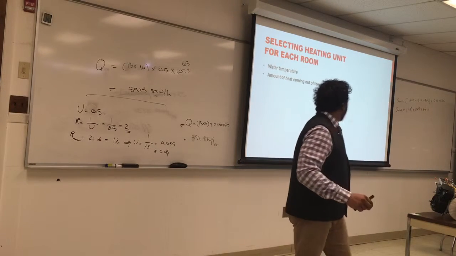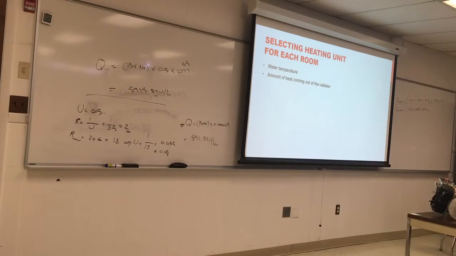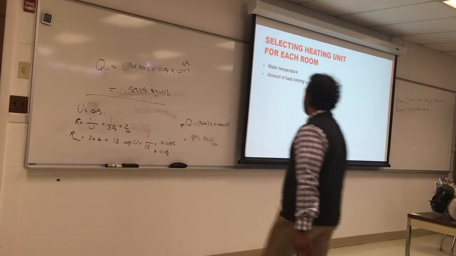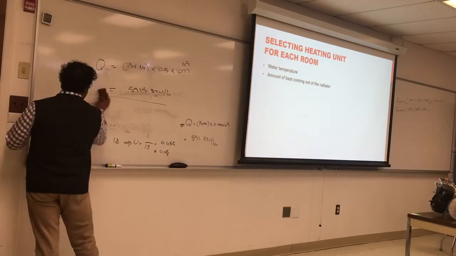So the amount of heat coming out of the radiator, this is the amount of heat. We've got to know what is the amount of heat coming from the radiator. If you look at this, you can see this is 590 BTU at a water temperature of 180 per foot. So that's another factor. What are the three factors we have to look at when we size the radiators?